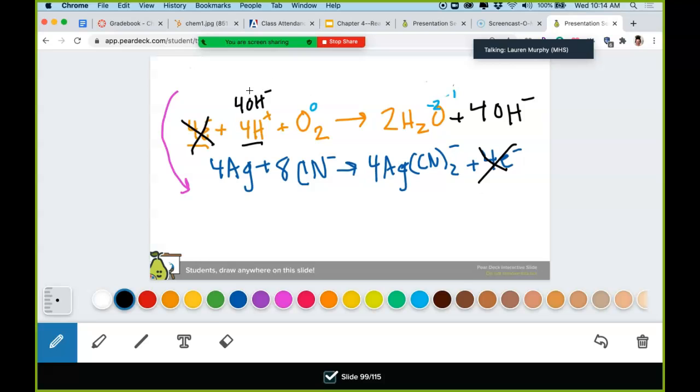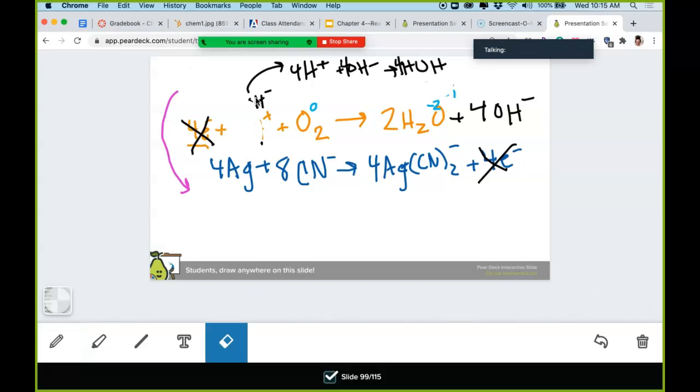Now, this is the part that confuses kids. You got to remember that H plus and OH minus make HOH. And HOH is water, H2O. So if there's 4 of these and 4 of these, you get 4 of these. So I'm going to rewrite this as 4 waters because that's what it is.